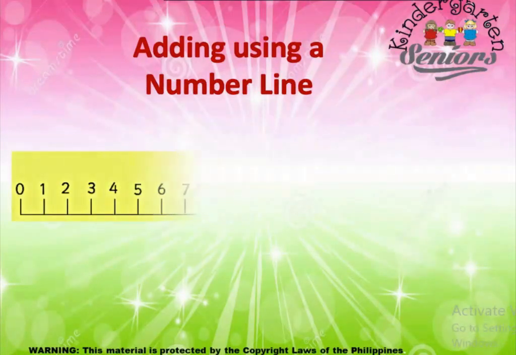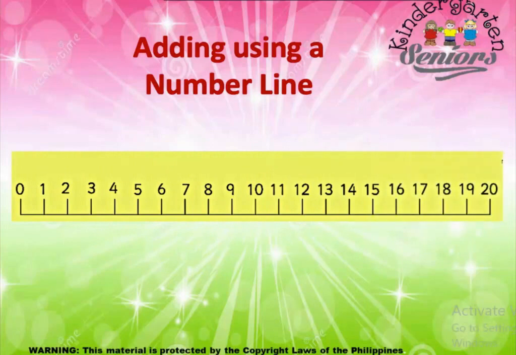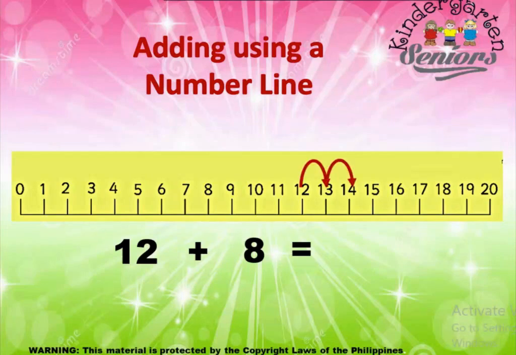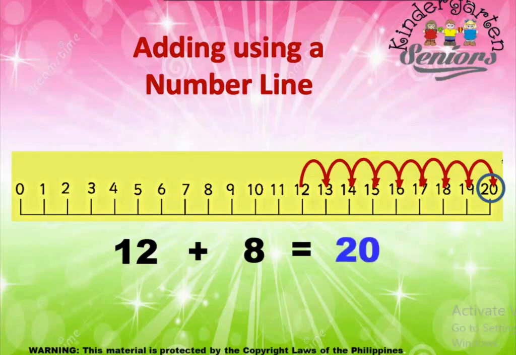Next. Still on the number line. Alright, so let's have 12 plus 8. This is equal to what? Let's find out. From 12, we will skip how many? 8. Do you see 12 now? It's there. So we'll have 1, 2, 3, 4, 5, 6, 7, 8. Where did it stop? 20. In other words, 12 plus 8 is equal to 20. Copy.